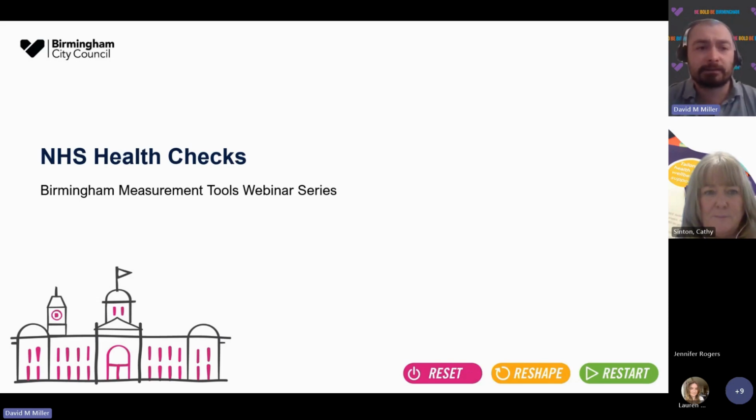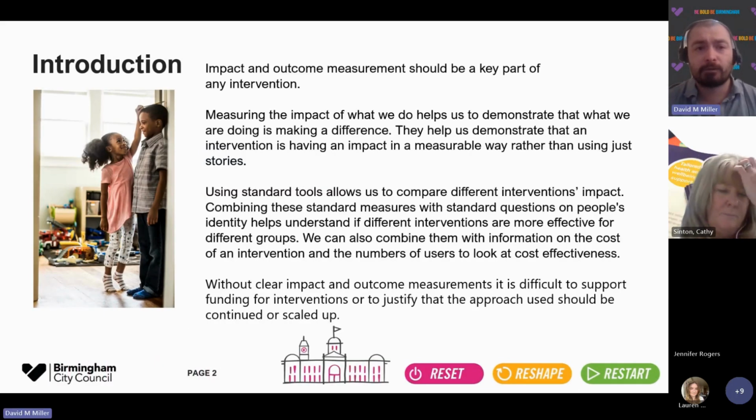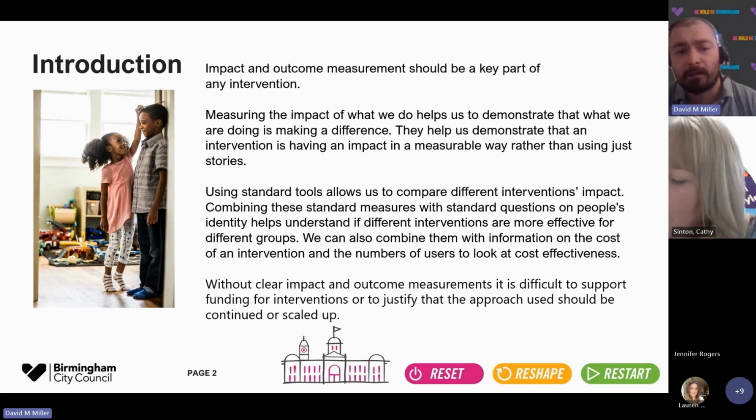So NHS Health Checks as part of the Birmingham Measurement Tools webinar series. First of all, a little bit of introduction. With any intervention, it's really key that impact and outcome measurements are a part of this. What that does is allows us to demonstrate that the intervention being delivered is making a difference. Every intervention should have clear aims about what it's trying to do, and we need to make sure that we can benchmark that and see what's being achieved for Birmingham citizens.